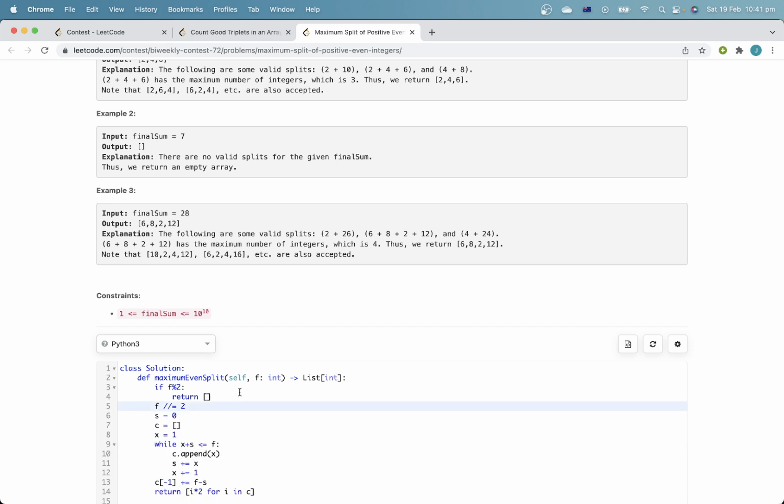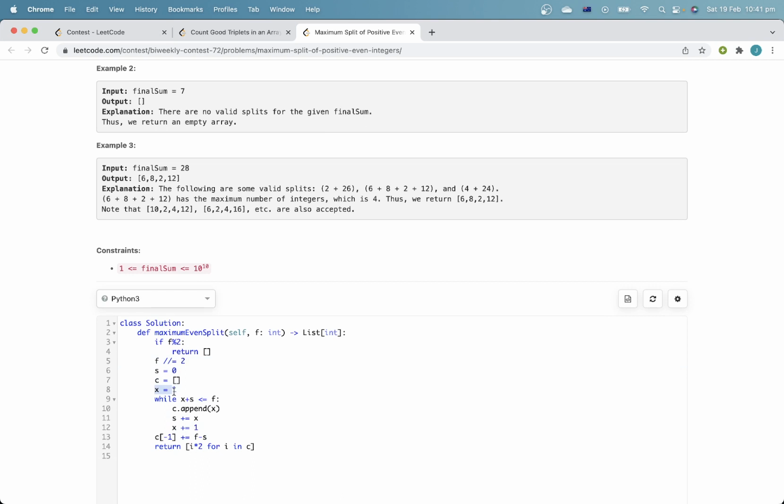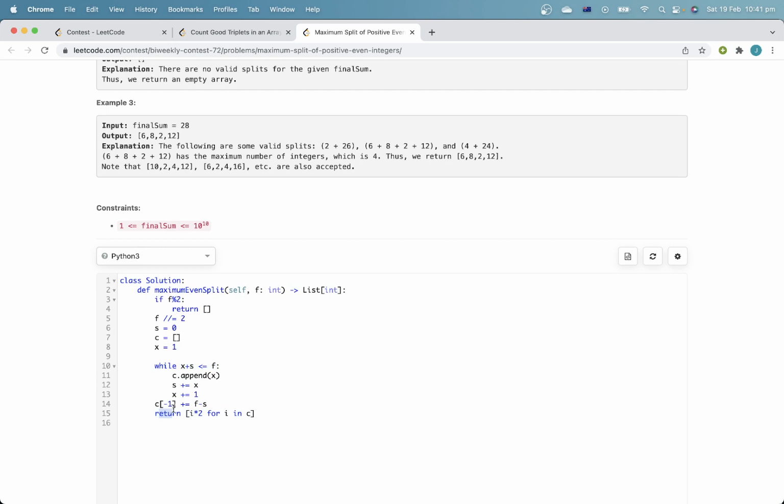So my code is pretty simple. I'm looping for different values of x, and during this loop, x keeps incrementing. What I'm essentially trying to do is first add a 1 if I can, then a 2, then a 3, and so on, as long as the sum doesn't exceed f. Then, to make sure the sum is f, we take the largest element and increment it by f minus s.